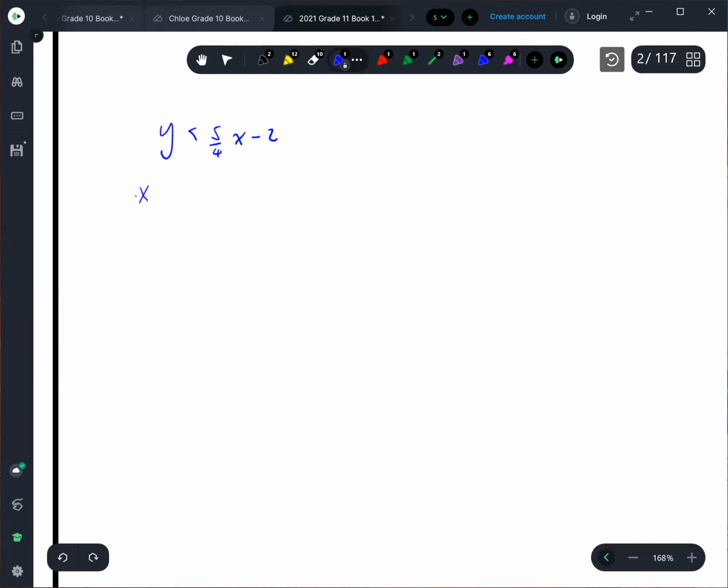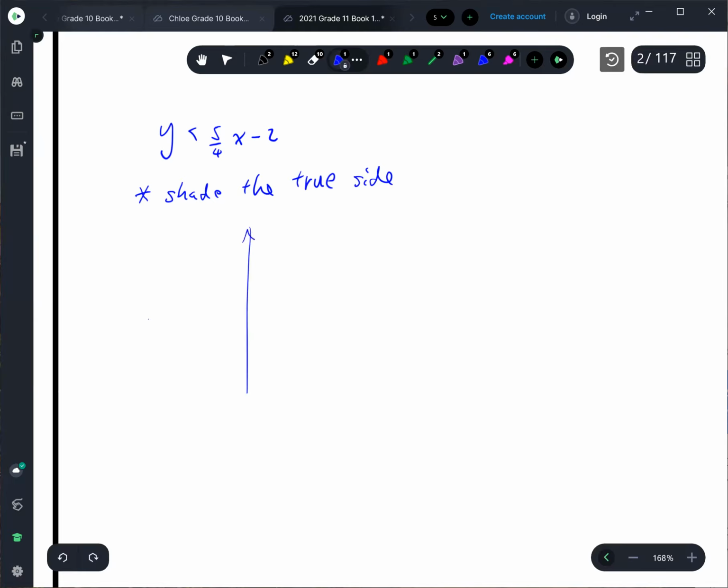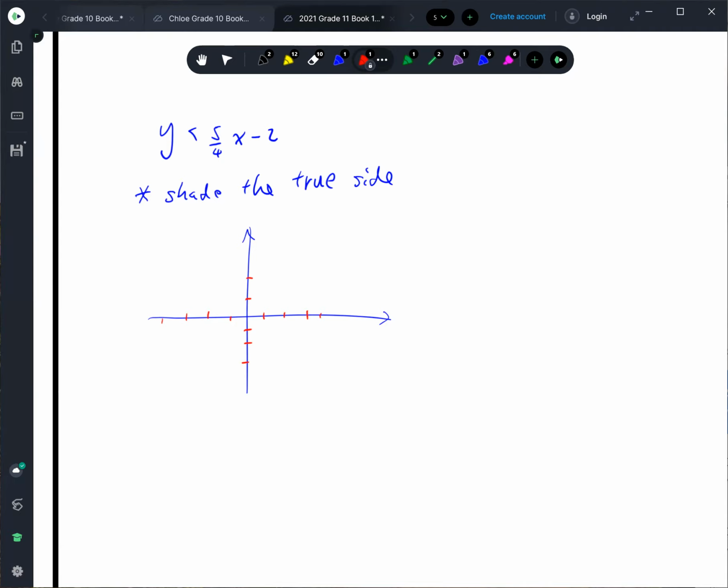Just remember, you always shade the true side. Okay, the true side. But how do you test it? My teacher said to plug in, if we graph it, you plug 0 outside.